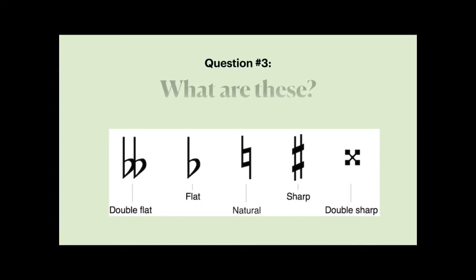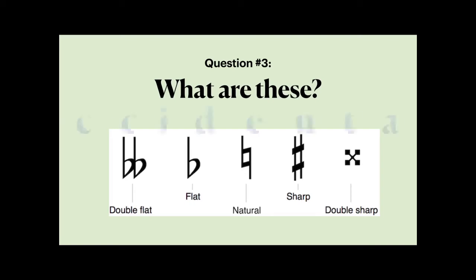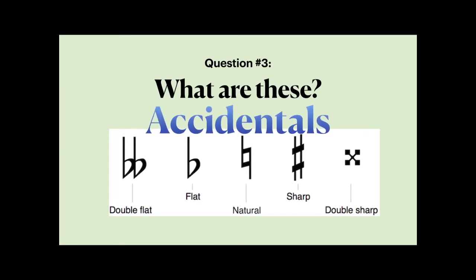Question number 3. What are these? Well, we see each one of them labeled double flat, flat, natural, sharp, and double sharp, but they all fit into a category that we haven't discussed yet in this lecture, and that is accidentals.